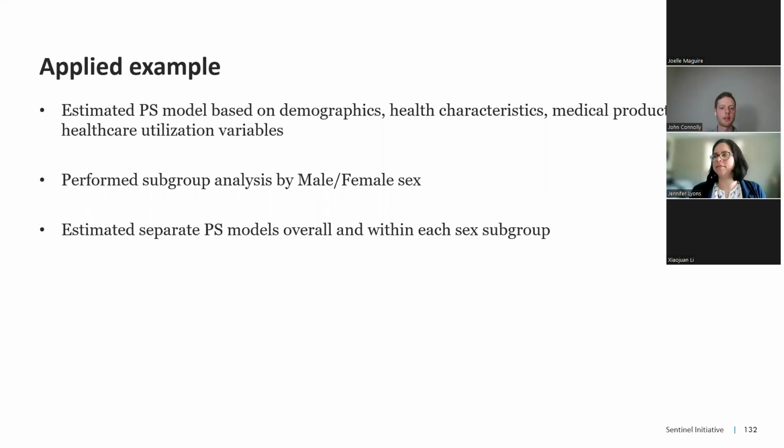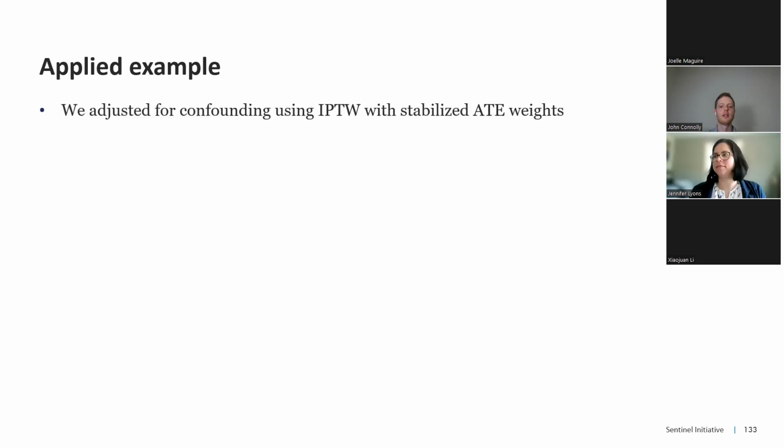So we used all those covariates to, of course, estimate a propensity score model, which we'll then use to perform IPTW. And we were interested in performing a subgroup analysis in this particular query. So we did that, and we specifically were interested in the male-female sex subgroup. And of course, then we re-estimated our propensity score models within each subgroup as well as overall, because as we've talked about before, that's the way we built the tools to work. So of course, we're going to use IPTW to do our confounding adjustment, and we chose to use the stabilized version of the ATE weights for this example.